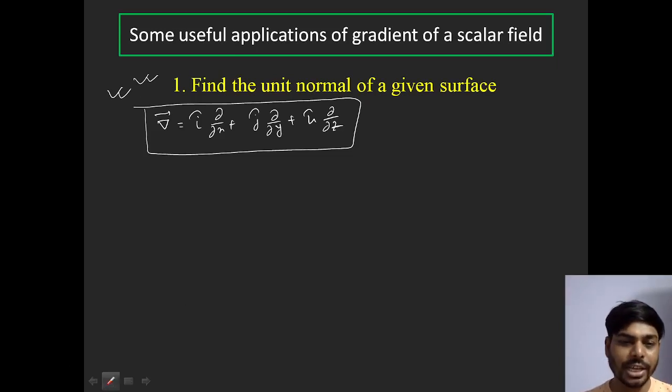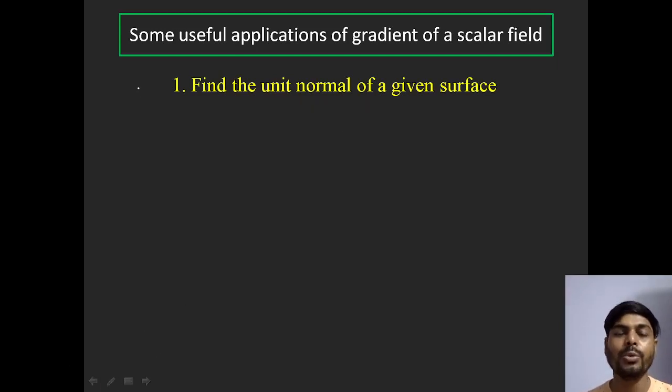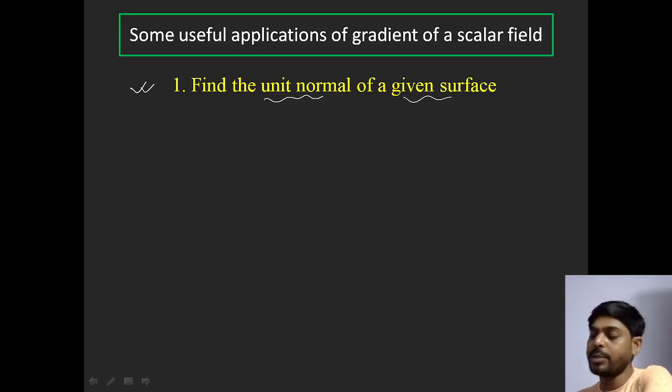The first application: using the concept of the gradient, we'll be able to find the unit normal of a given surface. What do you mean by the unit normal of a given surface? For example, if we consider a plane surface, like this mobile, and we ask to find the normal of this plane surface, you can easily find that at each and every point the normals are along the same direction. They are all parallel, because this is a plane surface.